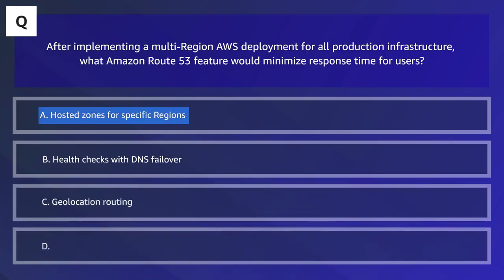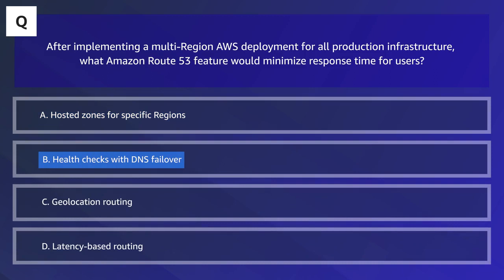A. Hosted zones for specific regions. B. Health checks with DNS failover. C. Geolocation routing. D. Latency-based routing. Which one do you believe is the correct answer, the key? Well, before I confirm which one is right, let's eliminate some that are wrong.